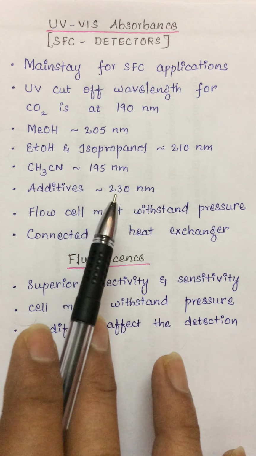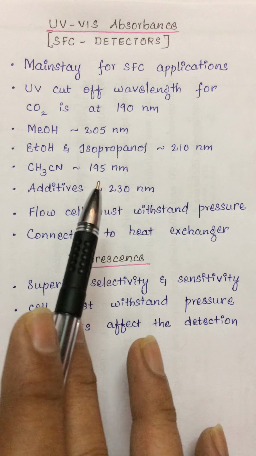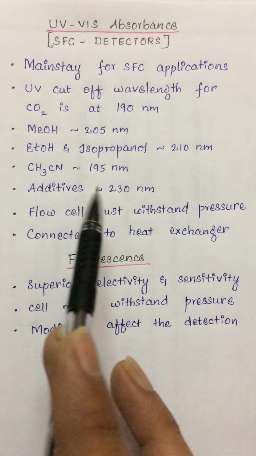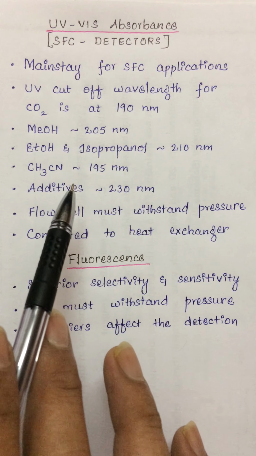So this may limit the ability to detect some compounds with weak chromophores. To avoid absorbance at higher wavelength, a high purity modifier should always be used.